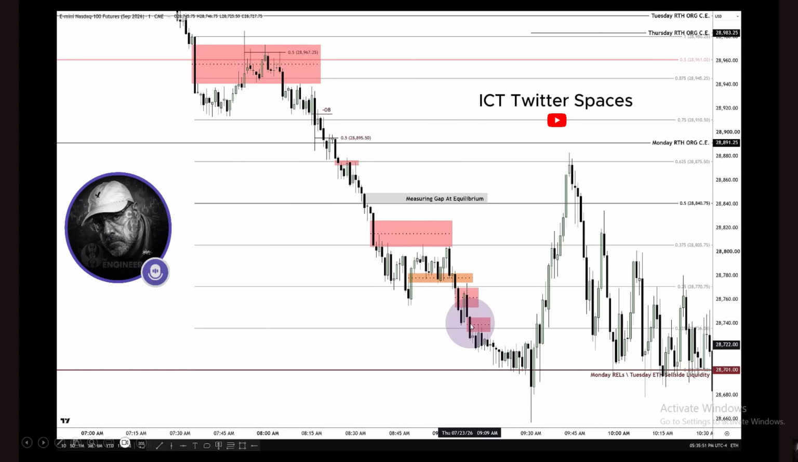If it doesn't, and it goes lower, what is that indicating? Based on what you understand so far, would you think that is a continuation to go to the relative equal high target, or do you think it's now indicating it's likely to be reversing?